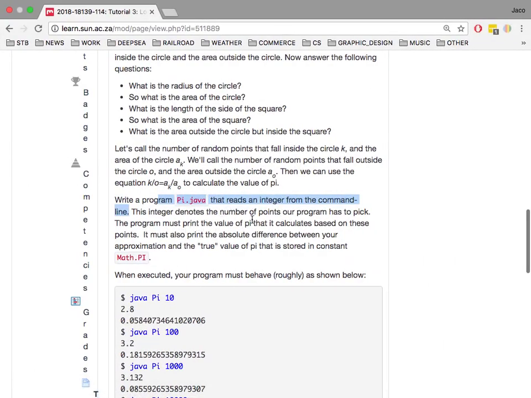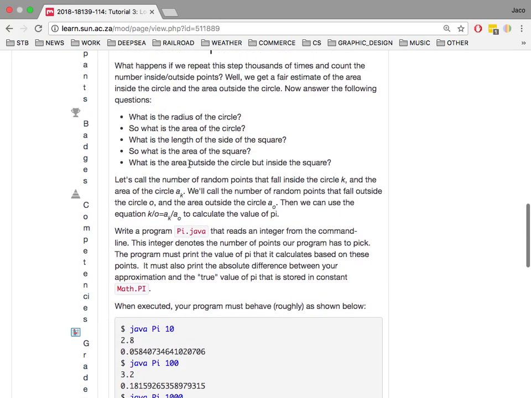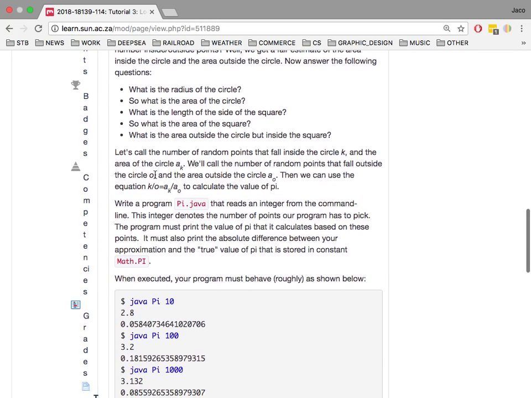The program must print the value of pi it calculates. Oh man, okay, so how are we going to calculate pi? Well, this actually explains. Let's call the number of random points that fall inside the circle K, and the area of the circle is AK. And the number of points that fall outside the circle we'll call O, and the area outside is O. And then this little paragraph explains that K over O, so the number of points inside and outside, that ratio is equal to the ratio of the areas.